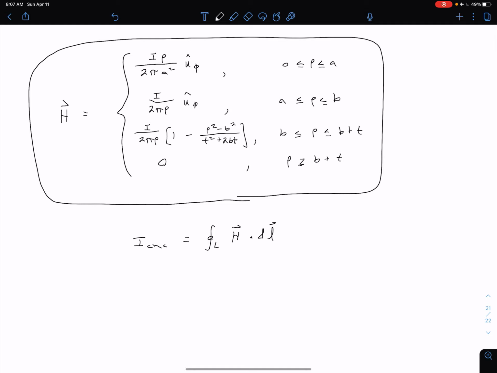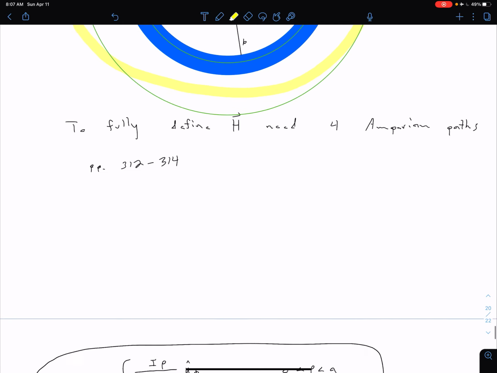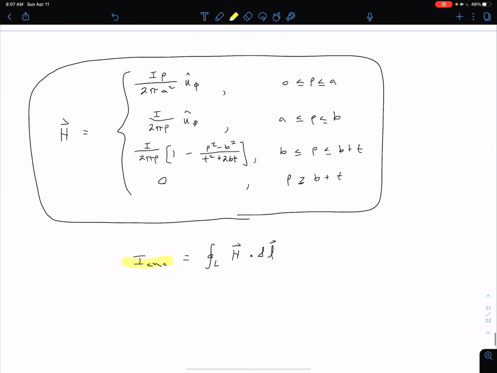And if we look at this conductor and we say we have some current I coming out here and some current I coming in there, well, if we enclose both of those conductors with this path L4, for instance, we have current I coming out, current I going in. Because they're in opposite directions, they'll cancel out, and our net current enclosed is 0. So therefore, if this is 0, then our H, of course, has to be 0 as well. And so that's what we see here.